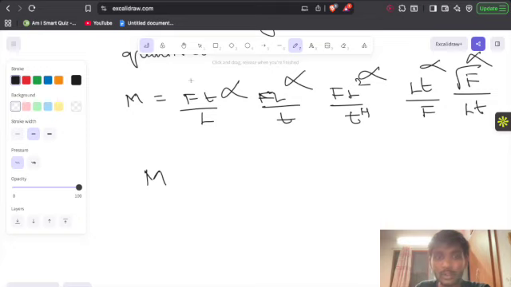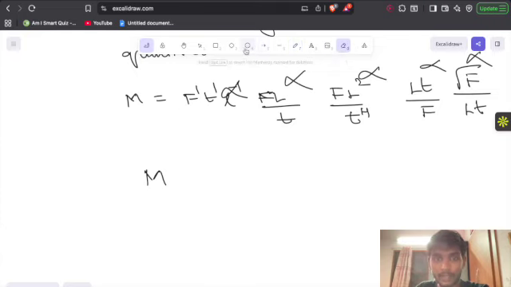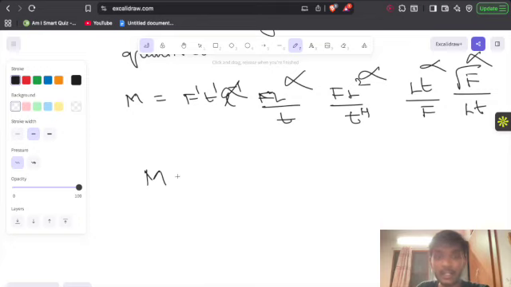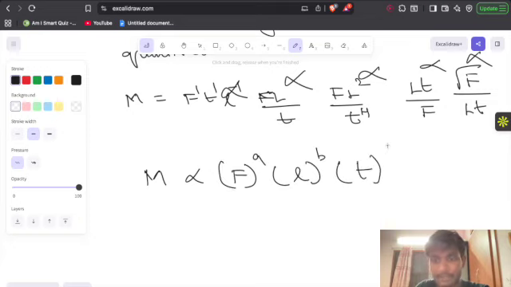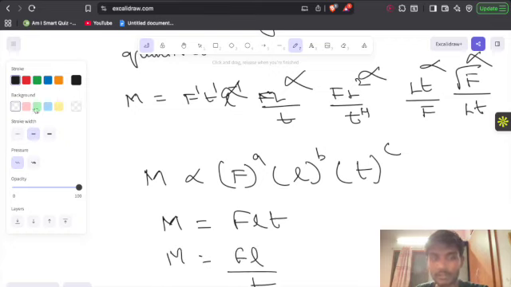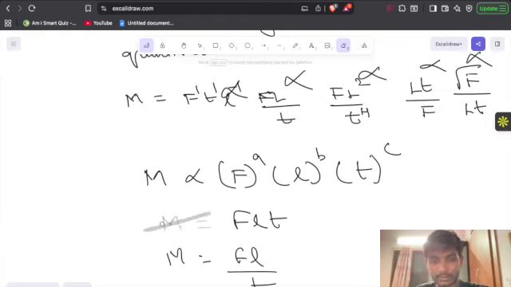So basically what we are trying to do is to look at the powers of these physical quantities. So here F is 1, T is 1, and L is basically minus 1. It will be going to the denominator. So we are basically trying to figure out the powers of these physical quantities with respect to mass. So now I can write mass is directly proportional to F power A, L power B, T power C. I don't know what these A, B and C are. If all the three are 1, it will be M is equal to F, L, T. If C is minus 1, it will be M is equal to F, L by T. So that is what we are going to figure out right now using dimensional analysis.